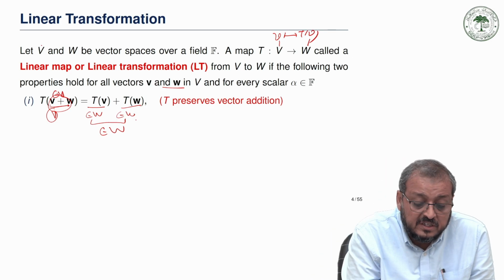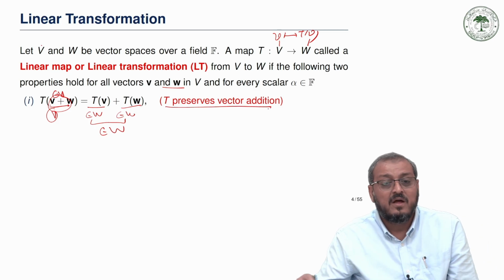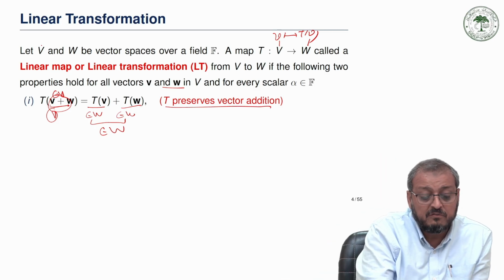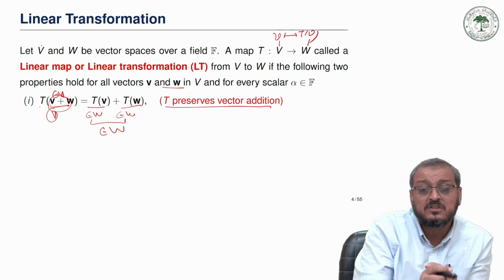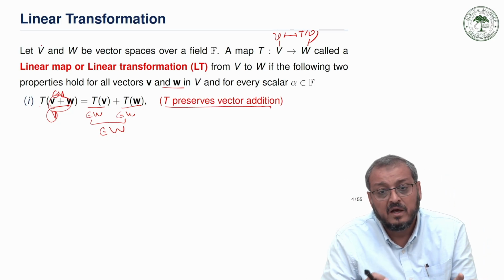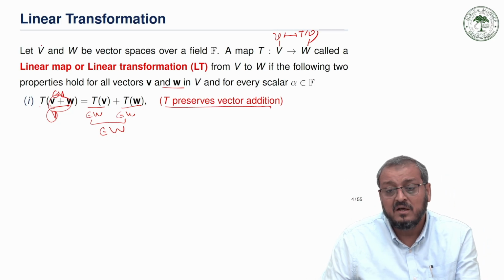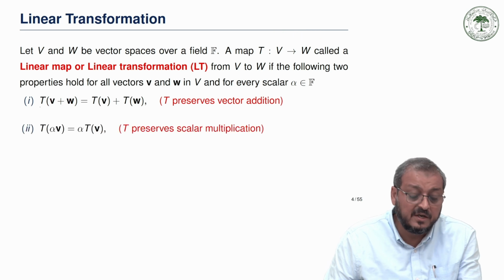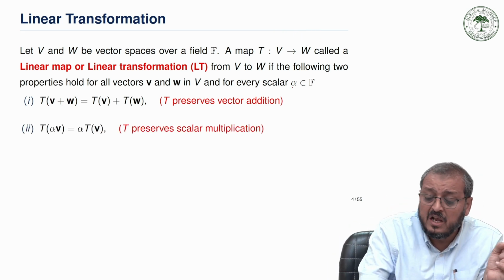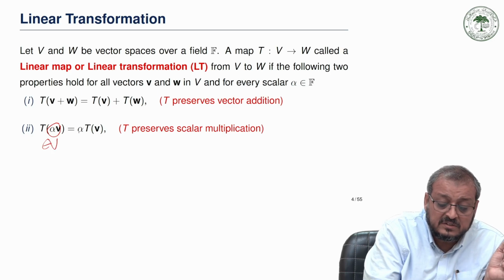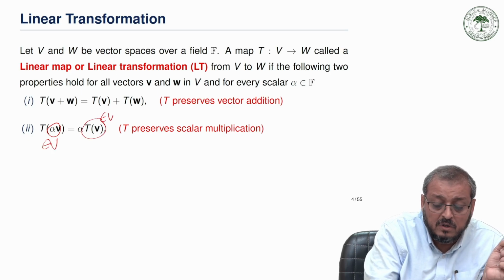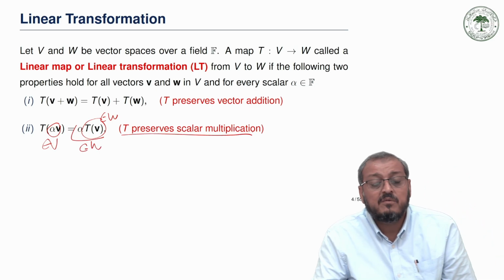So that's why we can say that T preserves the vector addition. That means T of v plus w is the same as T of v plus T of w. So we can say that this map T is preserved under addition. Similarly, v is an element of V and alpha is a scalar, so alpha v is an element of V and T of alpha v is an element of W. That means T preserves the scalar multiplication.